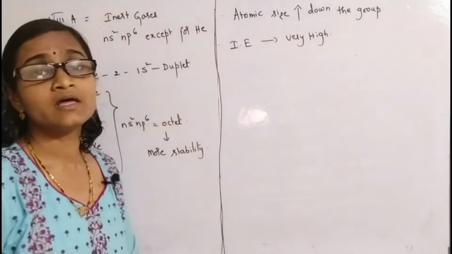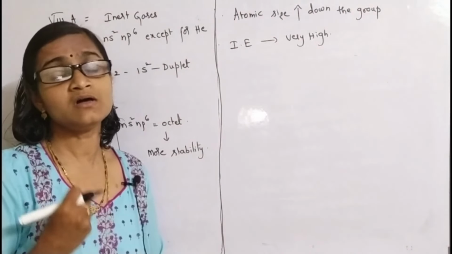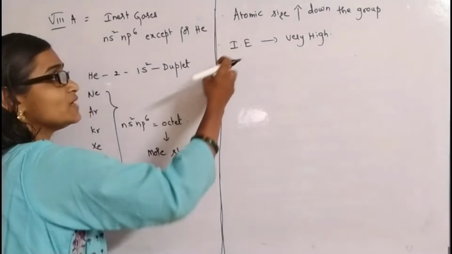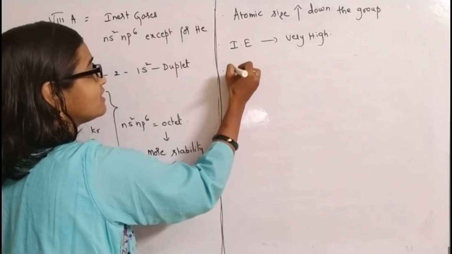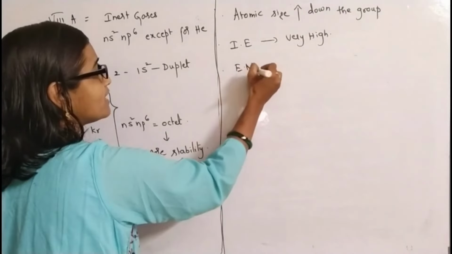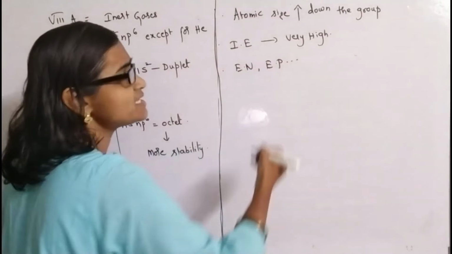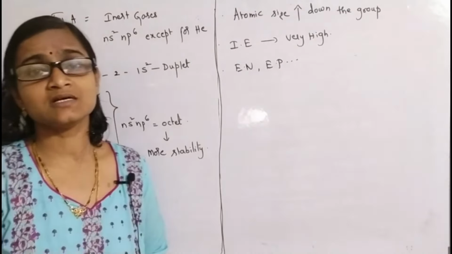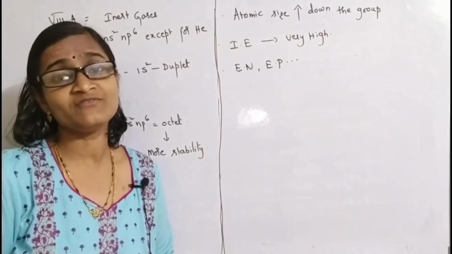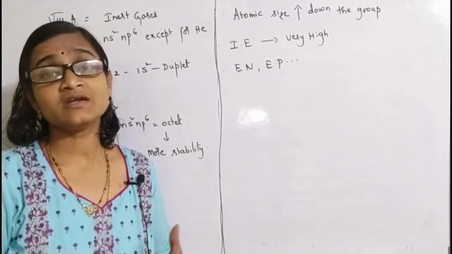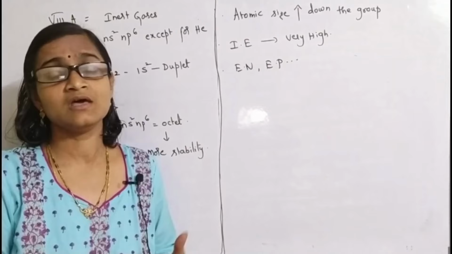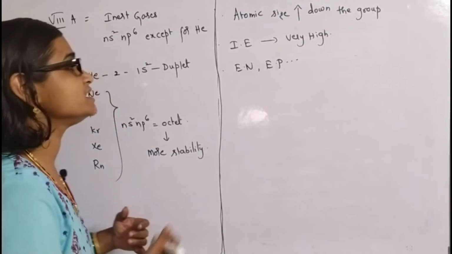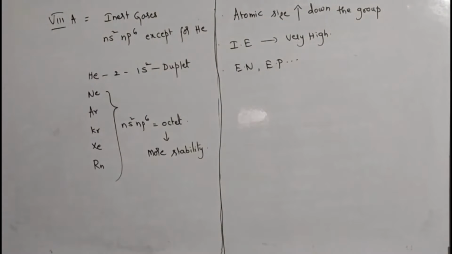Ionization energy means the energy required to remove an electron from the valence shell. So it is very difficult. Ionization energy for inert gases is very high. Electronegativity, electropositivity, these properties are meant for other elements which are trying to acquire stability as that of these inert gases. But because of octet configuration, inert gases are already stable, so we need not study these properties for them.